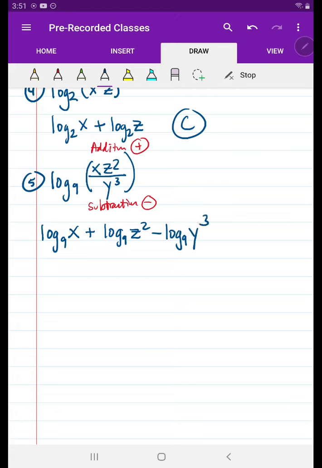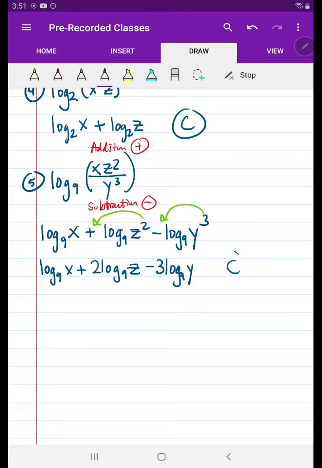And so now what I can do is take the exponents on these arguments and kick them to the front, and those become coefficients. So now I have log base 9 of x plus 2 log base 9 of z minus 3 log base 9 of y. And so this is going to be answer choice C.